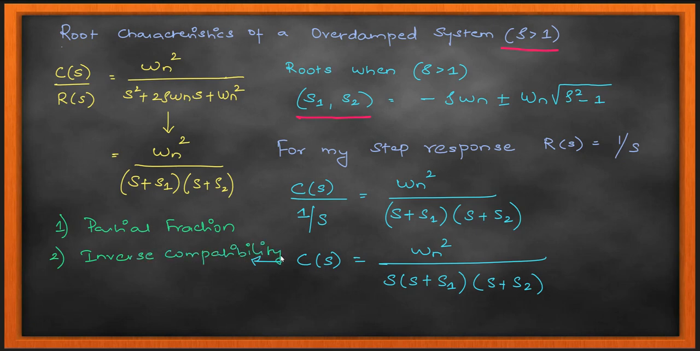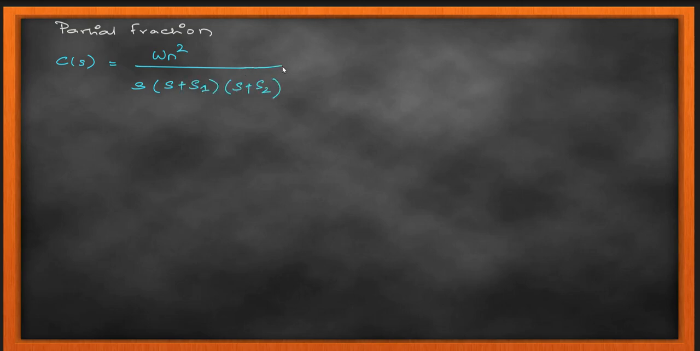So how do we solve this? Instead of that big expression for the roots on the right hand side, I'm going to just stick to my s1 and s2, and then I'm going to do the partial fraction expansion and then the inverse Laplace transform, and after that I can put back my s1 and s2 and study how the step response is going to be for this second order system, which is overdamped with zeta greater than 1.